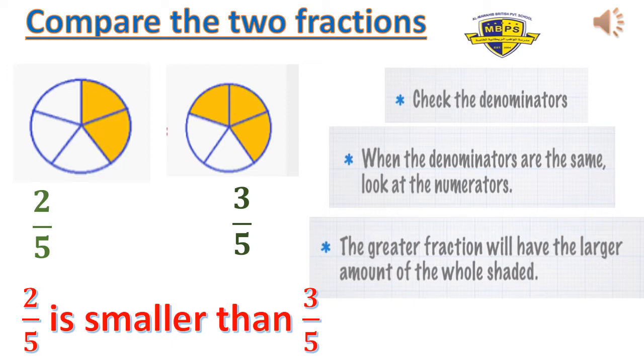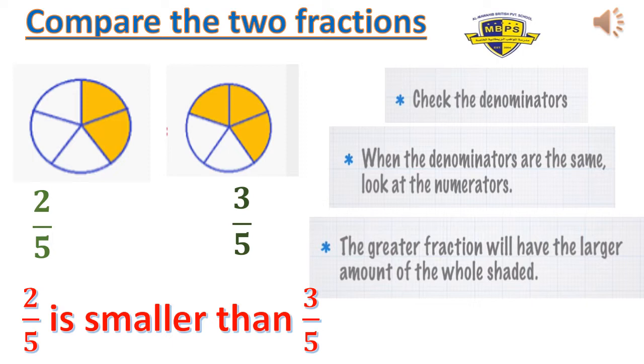Let's go to the next circle. Start counting. How many equal parts is the circle divided into? 1, 2, 3, 4, 5. That's right. The second circle is also divided into 5 equal parts. Now students, if you look at both the circles, are they same? Well, I don't think they're same.